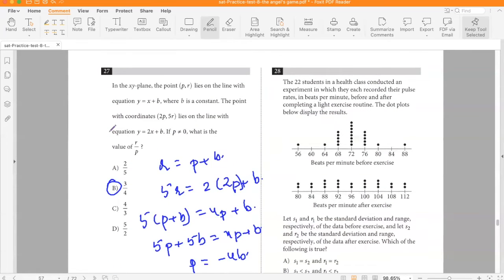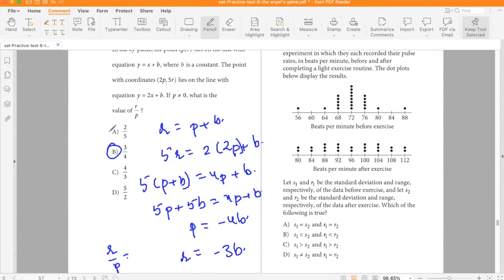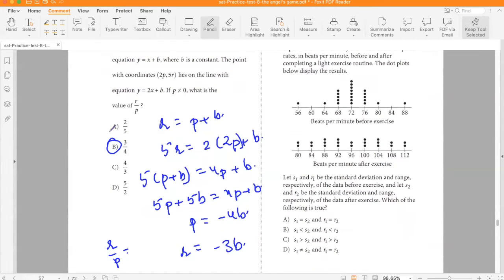The 22 students in a healthcare class conducted an experiment in which they each recorded their pulse rates in beats per minute before and after completing a light exercise routine. The dot plots below display the results. Let S1 and R1 be the standard deviation and range, respectively, of the data before exercise, and let S2 and R2 be the standard deviation and range, respectively, of the data after exercise. Which of the following is true?